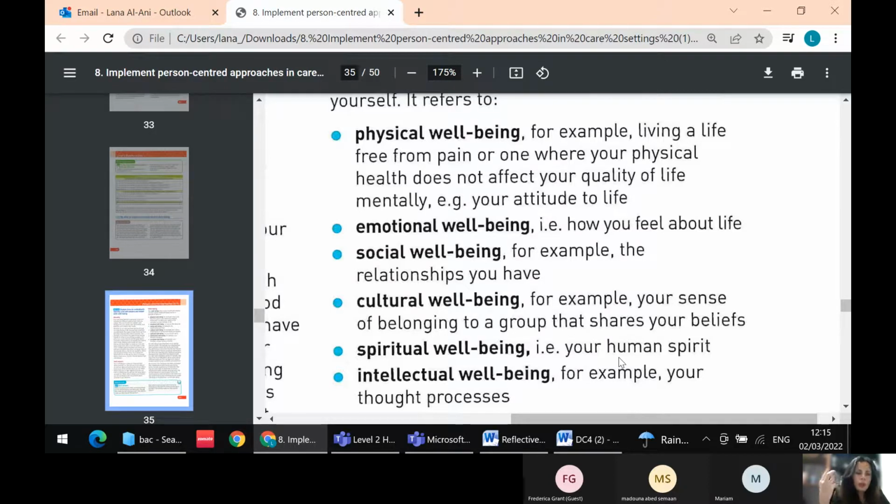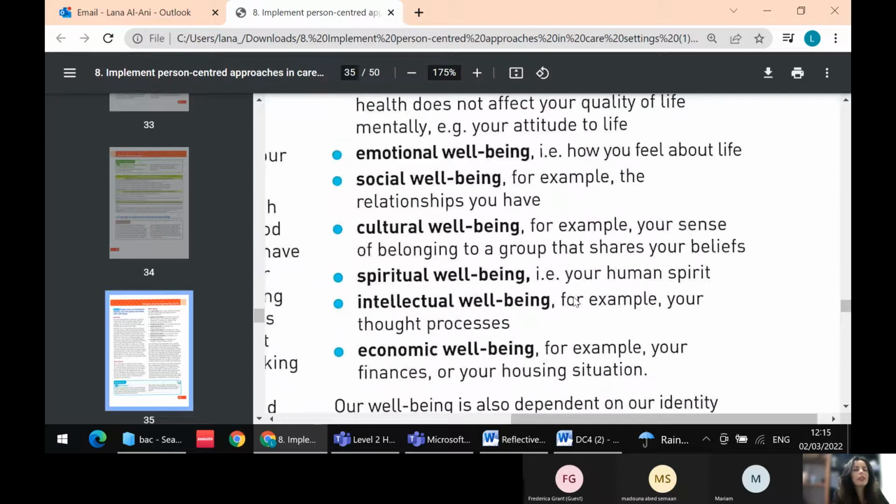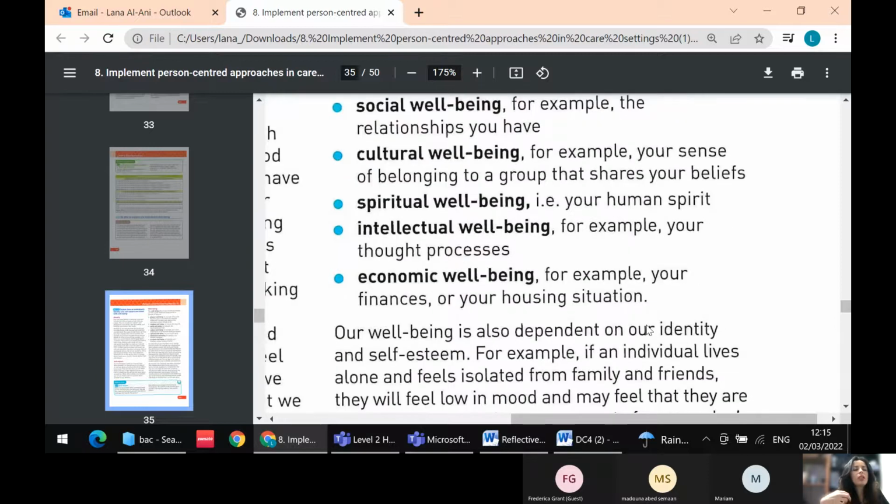Social well-being, how you make friends, how you make relationships. Cultural well-being, it's all about the group you are part of, how you share your beliefs, your religious beliefs, your other things. Spiritual well-being, which is all about the human spirit. Intellectual well-being, for example, your thought process. And also economic well-being, for example, your finance situation, your housing situation.